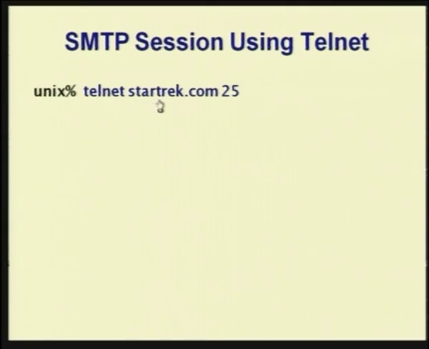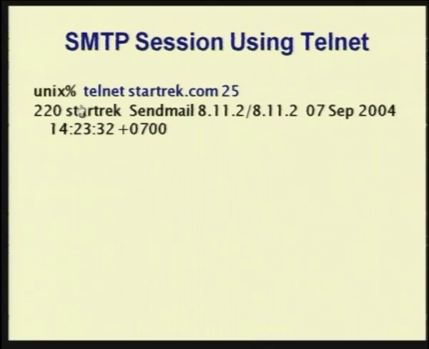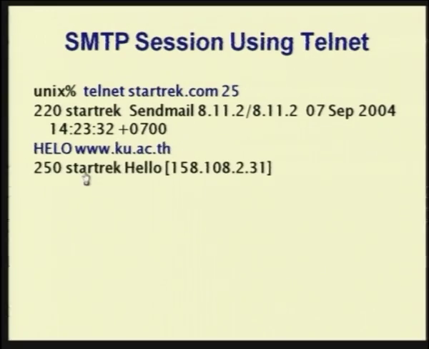Say for instance, telnet startrek.com 25 is the message being sent. So, the response that would have come would be something like this: 220 Star Trek, that is the name of the server, followed by more information about the mail program on the other side, okay, some version number, date, time and so on. Okay. Then the user now specifies hello www.ku.ac.th identifying himself. So, now the Star Trek server says 250 Star Trek hello and greets the client. Then you say mail from Kirk at ku.ac.th indicating that you are the user who is sending mail.